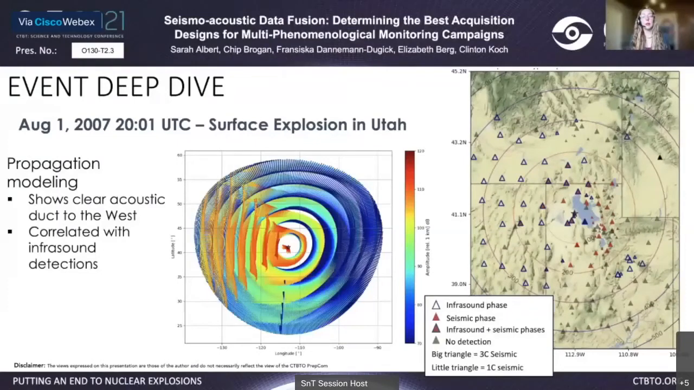So we performed ray tracing to get a better understanding as to why those infrasound arrivals were mostly detected to the northwest. And sure enough, the model shows a clear acoustic duct to the west. And this is correlated with the infrasound arrivals and is a good example of where we can use infrasound propagation modeling to better understand the presence or the absence of a signal. The propagation model does not resolve that near surface propagation well, so we don't see that cluster to the southeast. This might just be an issue with the resolution of the atmospheric model that was used in the propagation modeling software.